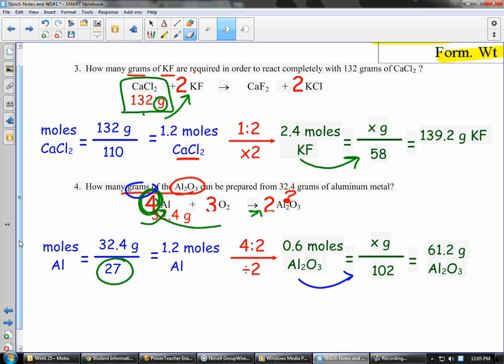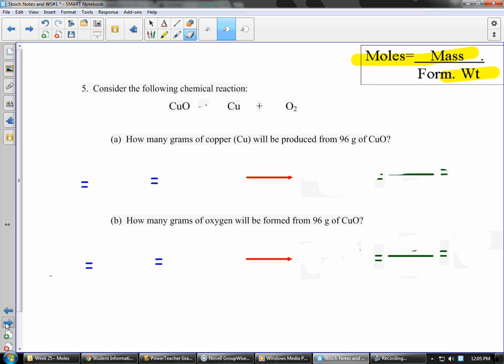All right, let's have you move on to number 5, see if you can balance and answer A and B. B has an interesting formula weight. I hope you don't make a mistake on that. Pause the program and come back when you're ready to check.